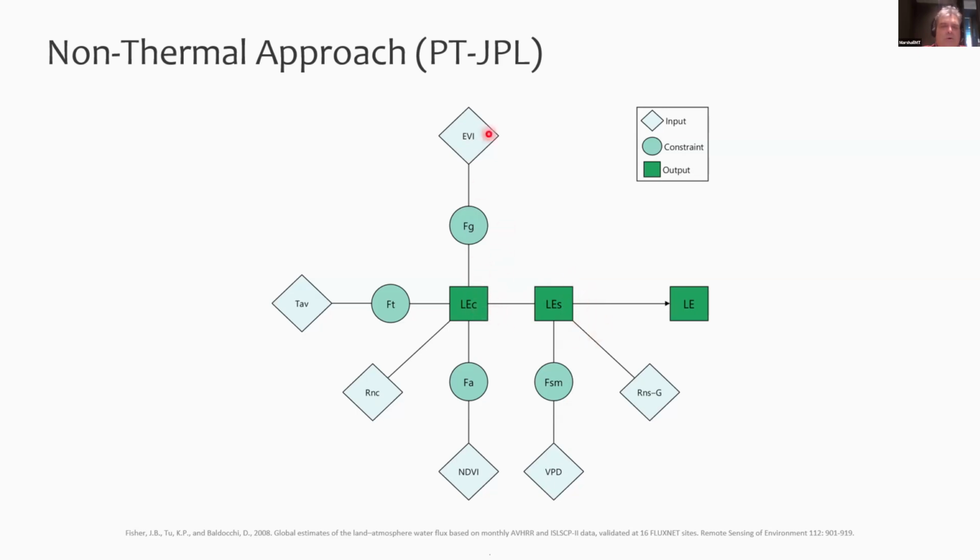And this canopy component is driven by the chlorophyll containing portion of the canopy, F sub G, or green canopy fraction, which is derived from EVI because EVI is much more sensitive to chlorophyll content. And then the overall absorption of the canopy of energy, which is estimated with this normalized difference vegetation index. You also have your net radiation and an air temperature constraint.